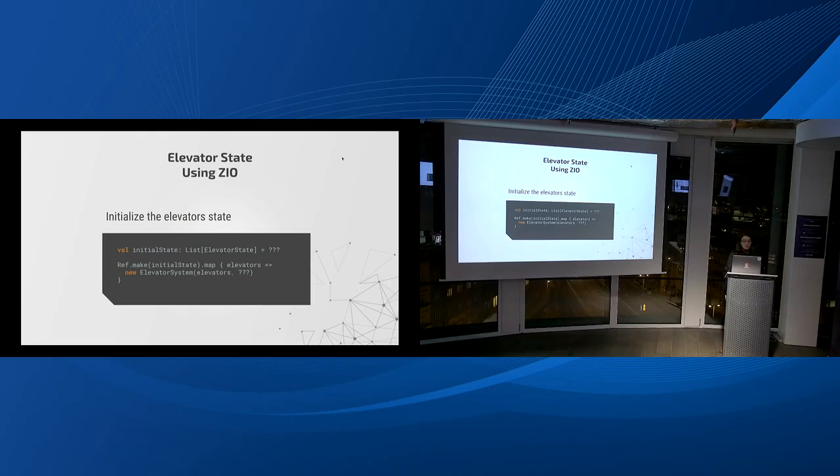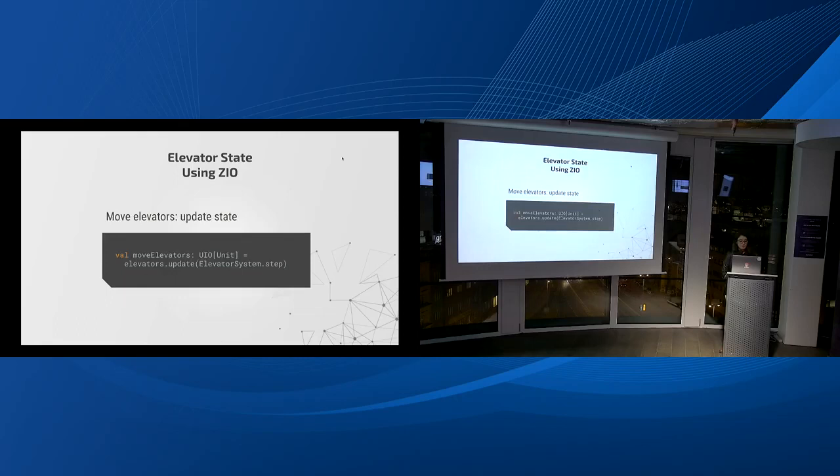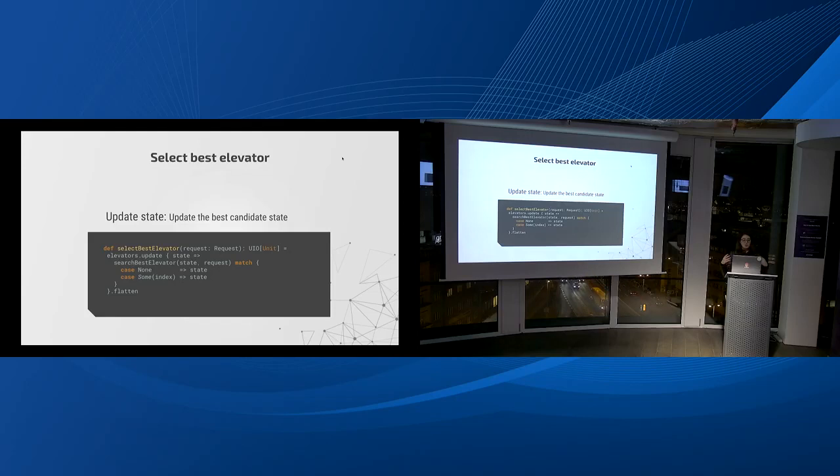We initialize the elevator by making a reference with an initial state. When we move the elevator, we update this Ref using the old state and a step function that checks whether the elevator is going up or down, and increments or decrements the current floor of the elevator. And when we want to select the best elevator, we update this state: we search for the best elevator that can serve this request, and then we update the state.